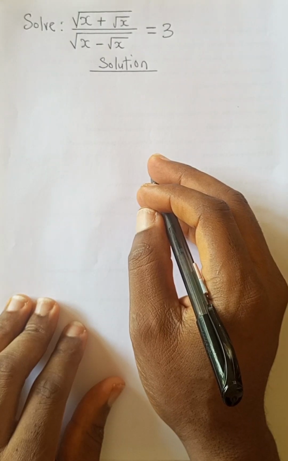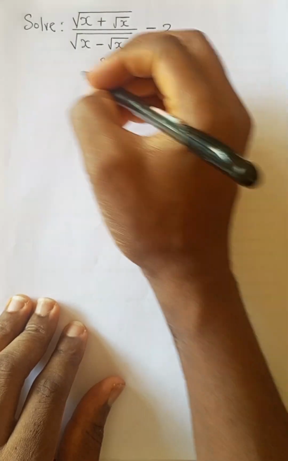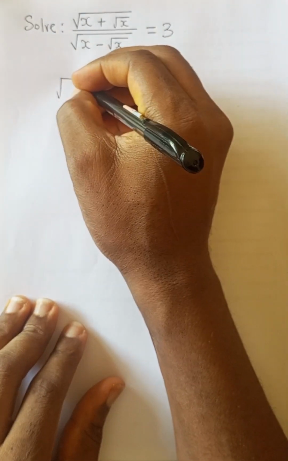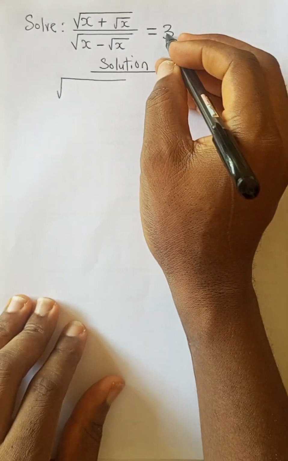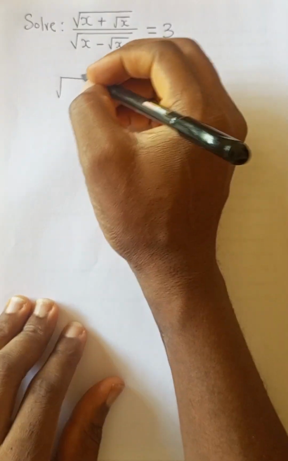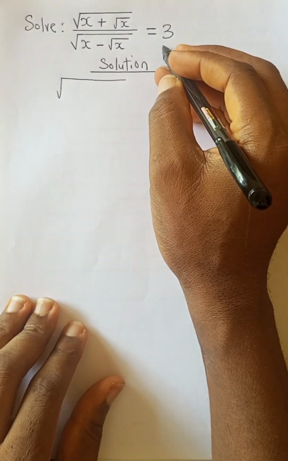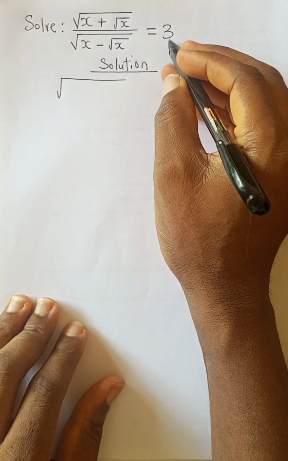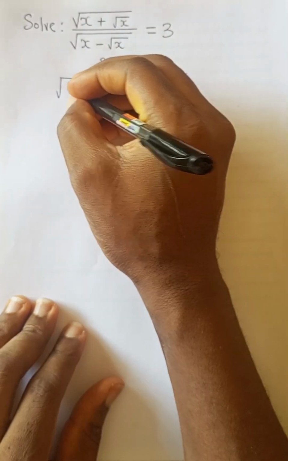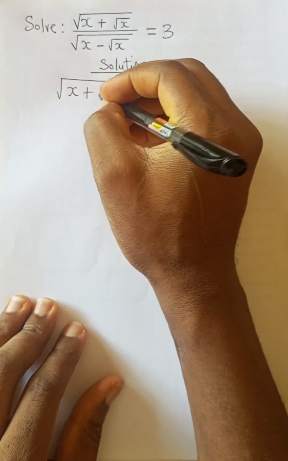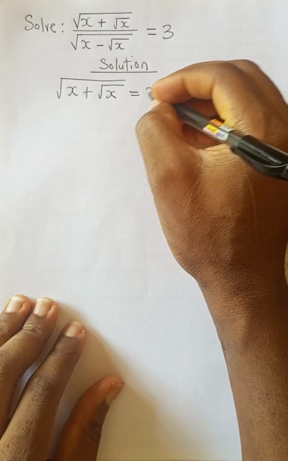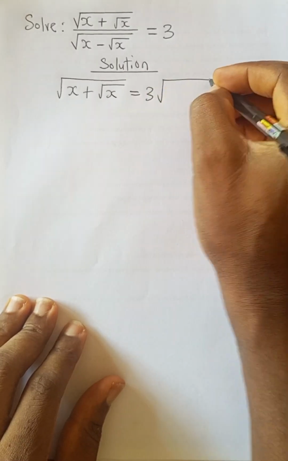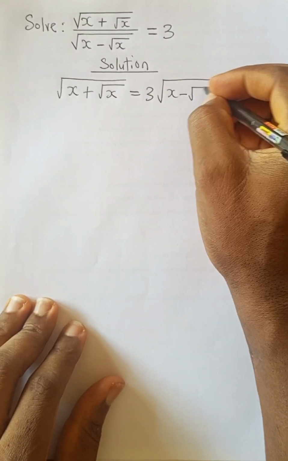Let's start with the upper one. This here times 1. There is a 1 under 3, so this 3 over 1 is the same thing as 3. 1 times any value will give you the same value. It equals 3 times this now, so you have root x minus root x.